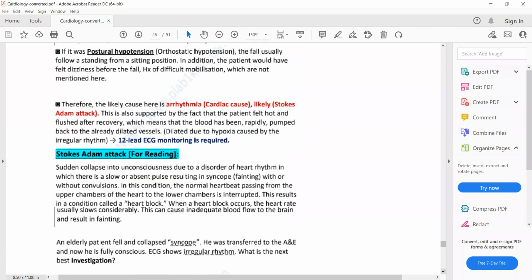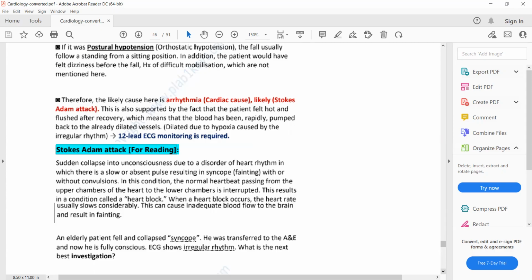Stokes-Adams syndrome. What is Stokes-Adams attack or Stokes-Adams syndrome? Remember that we discussed third degree heart block yesterday, and that in third degree heart block, the impulses are blocked in the AV node and they are not transmitted to the ventricles. And when this happens, the heart is unable to pump enough blood for a few seconds, and the blood supply to the brain is decreased, which leads to the person becoming unconscious.